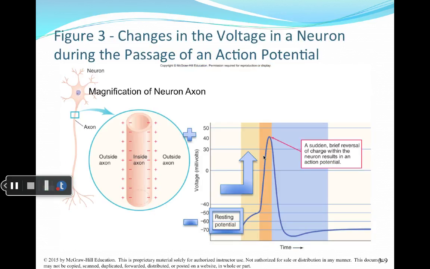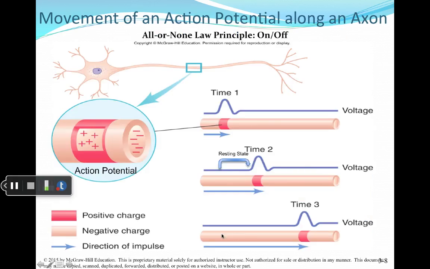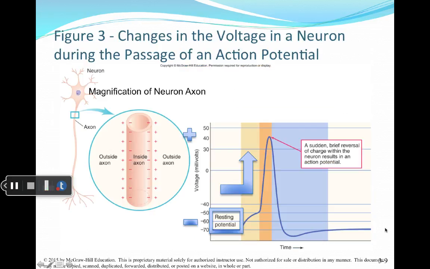And the action potential always moves in the direction of the impulse down the axon. So this is sort of a magnification of the neuron axon. And down here you can sort of see more numbers of what this represents.